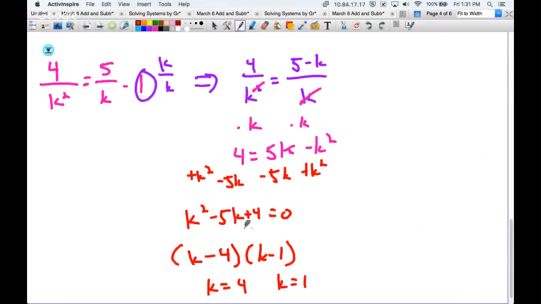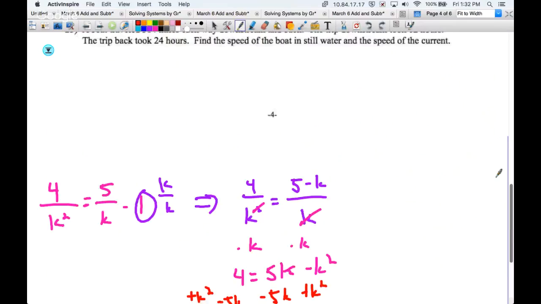Let's see if either of those are extraneous. I feel like the 4 is, because this will be equal to 1/4. No, that actually does work. Let's try the 1. It's 4 equals, nope, they both work. So they're both good answers. All right, on to our word problems.